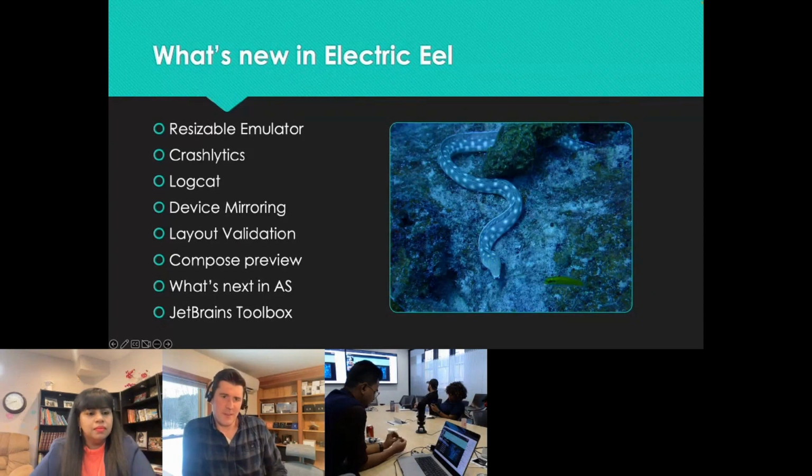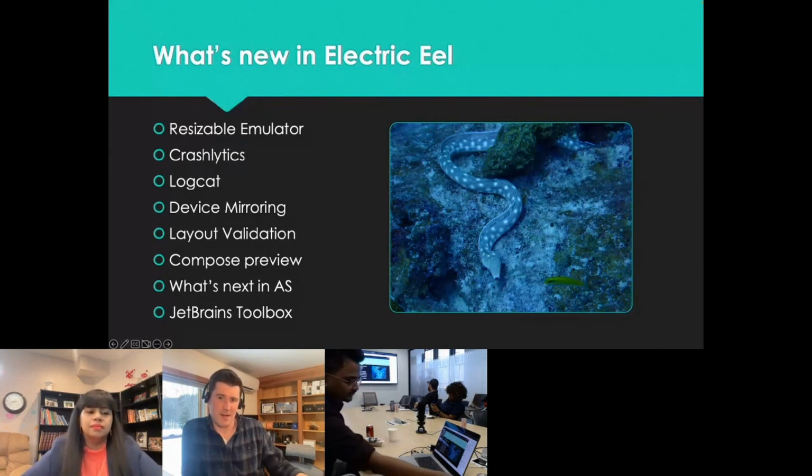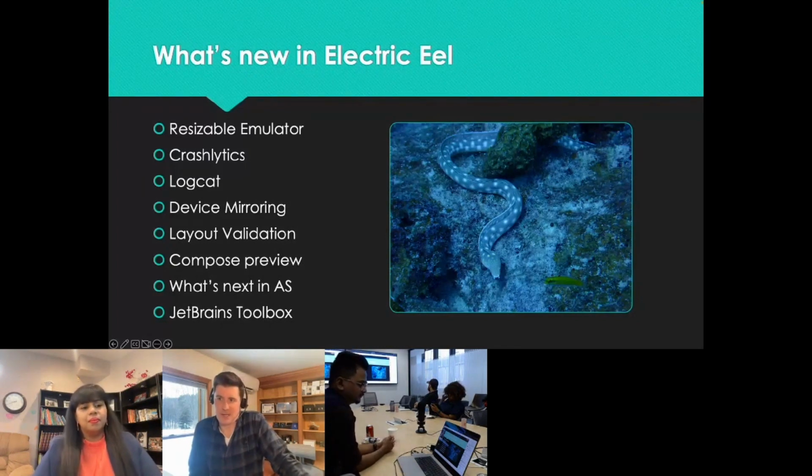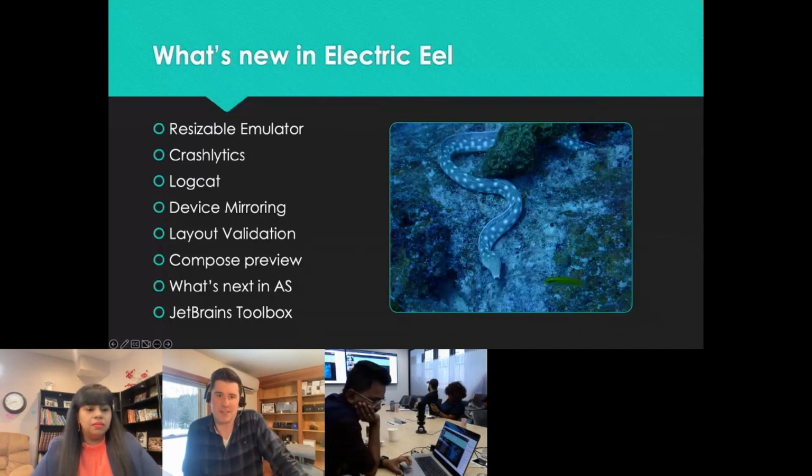Some of the new things we're going to talk about are resizable emulators, Crashlytics integration with crash reporting analysis right inside the application, the new Logcat, which has gotten a refresh for the first time since Android Studio was launched, device mirroring, layout validations, and compose preview. Then I'm going to get into what's coming down the pipeline in the next releases of Android Studio, what to look forward to, and a tool to hopefully help you experiment with it without being concerned you're going to screw something up.